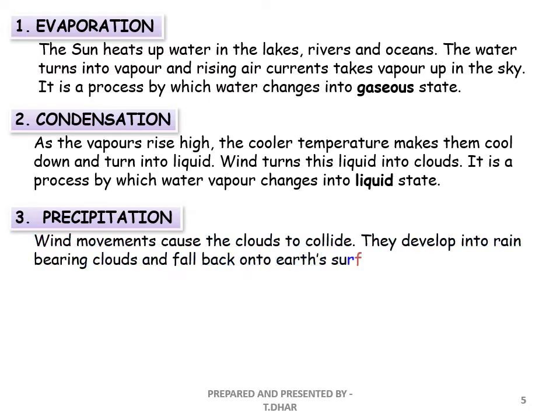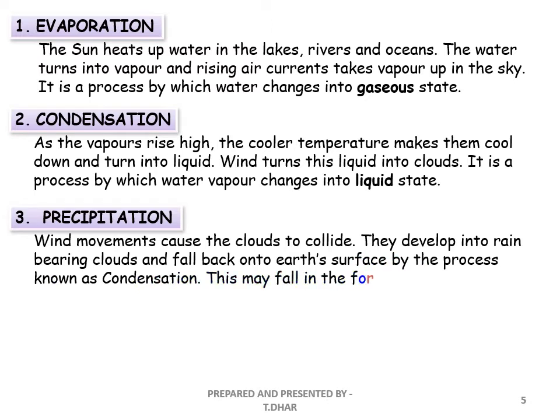The third step is precipitation. Wind movements cause the clouds to collide. They develop into rain-bearing clouds and fall back onto Earth's surface by the process known as precipitation. So in the process of condensation, the water vapor turns into liquid state and it takes the form of clouds.